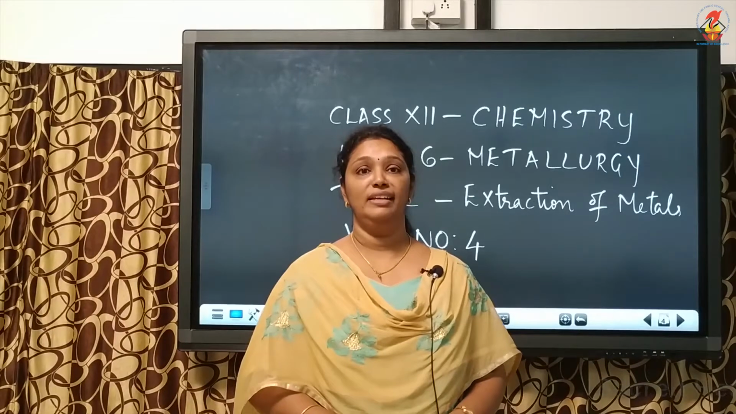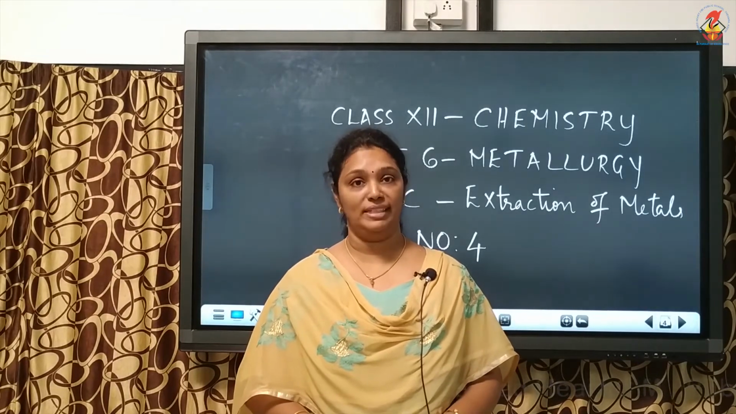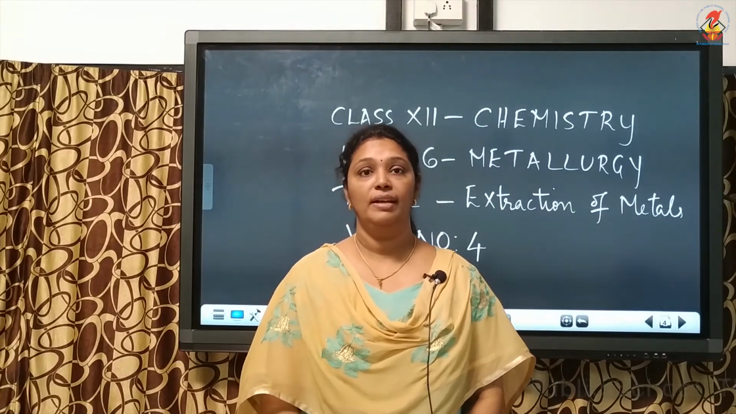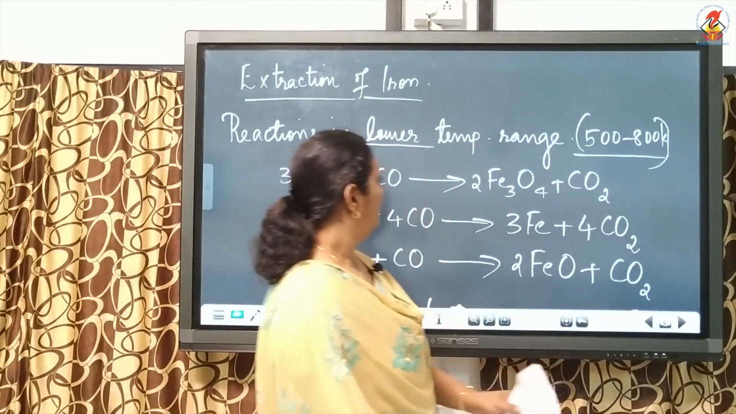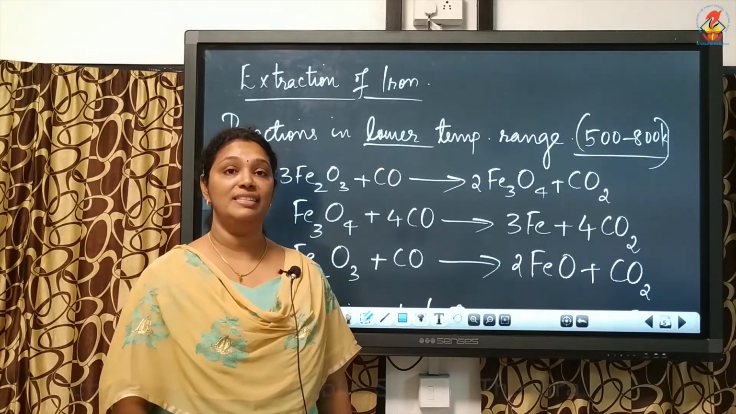Now, after studying the 5 metallurgical processes, let us discuss the extraction of few metals. First, let us see the extraction of iron. Extraction of iron. The chief ore of iron is hematite.